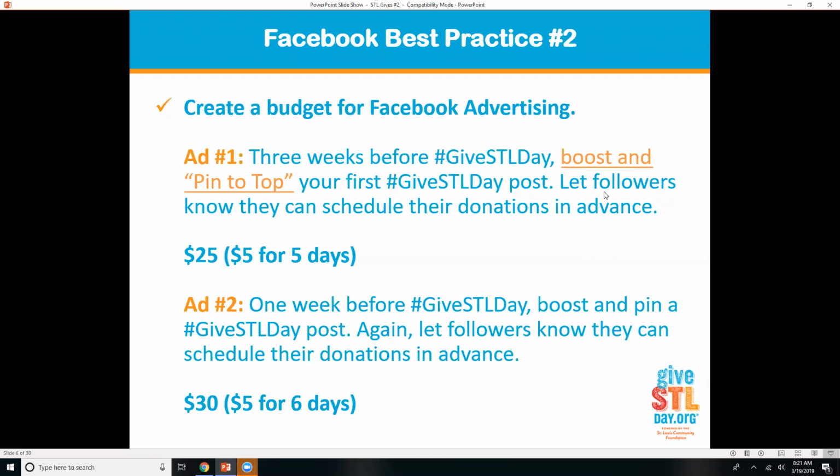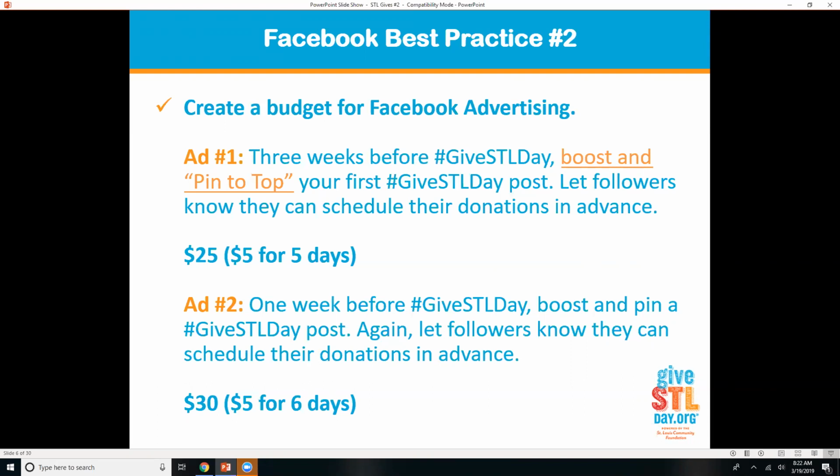I want to make sure that in that first post you also let followers know that they can schedule their donation in advance. Personally, in my experience, in my bubble, I'm a little old school on online marketing: unless an action can be taken, I don't really see the point of posting it. Until April 2nd, nobody can really do anything except look at your page. So I would wait until April 2nd, or three weeks before, and then let people know in that first post, right now, you can go and schedule your donation.